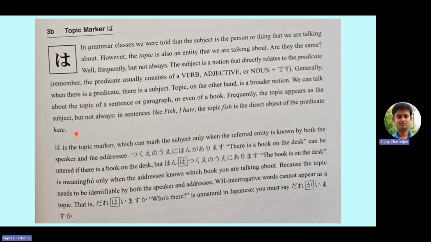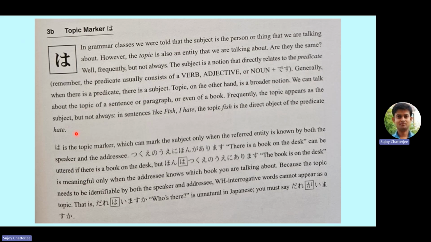So now here, as you can see, after ame it's the ga particle, because that is the subject, and that is more emphasized. Although tomorrow is the topic, tomorrow is not important. What is important is what is going to happen tomorrow, which is rain. So after ame, it will be the ga particle, and we cannot use the wa particle after it.